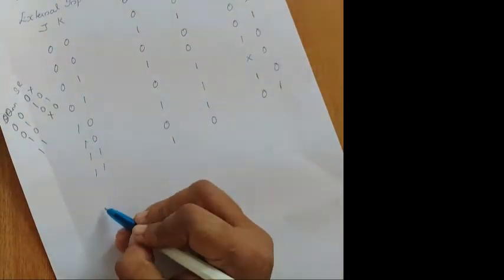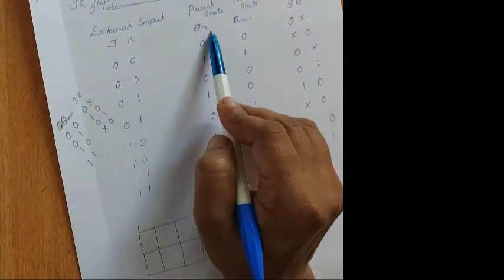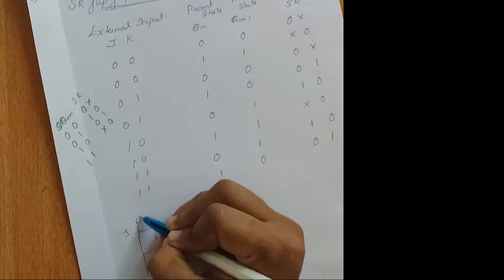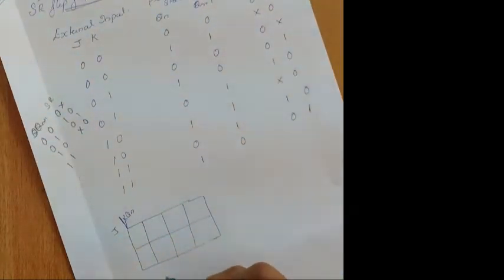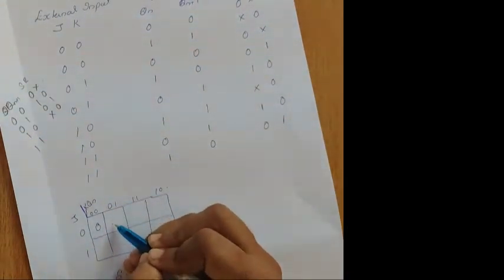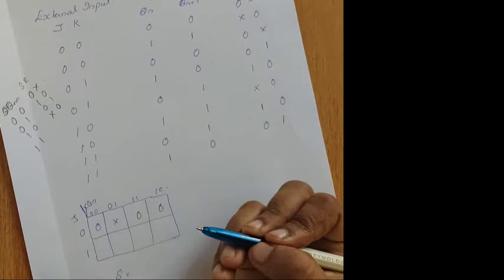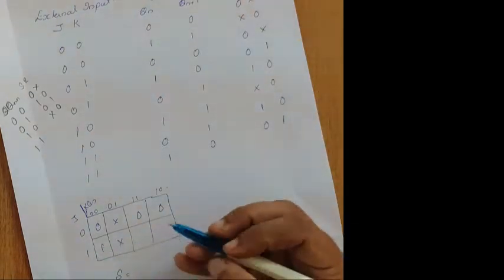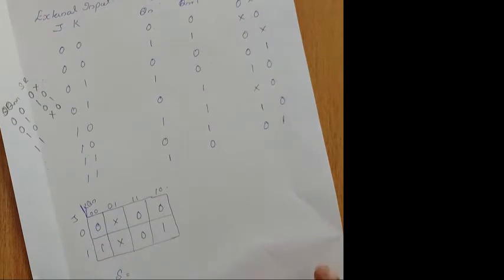Now you have to find the truth table and K-map for S and R. Your inputs will be these three: J, K, Qn. You are finding S, so you are only checking the S column and going only for the X entries. S is 0, X, 0, 0, 1, X, 1, 0.